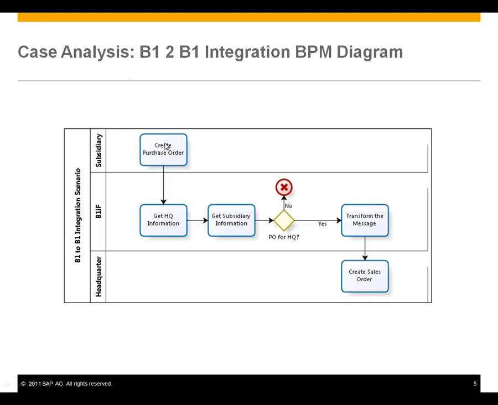We have one subsidiary Business One, and one headquarters company running Business One, and we want to have the intercompany scenario working between this subsidiary and headquarters. So we'll create a purchase order in the subsidiary. This will be handled by B1if, which will retrieve some information from the headquarters company and some information from the subsidiary company. We'll analyze whether the purchase order is for the headquarters or not. And then, in the case it is for the headquarters, B1if will transform the message, and then we'll create a sales order in the headquarters company.